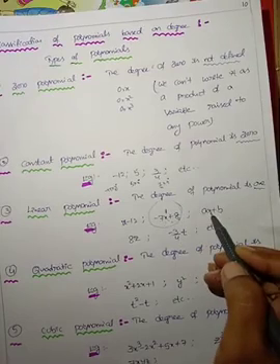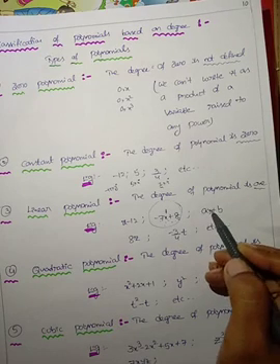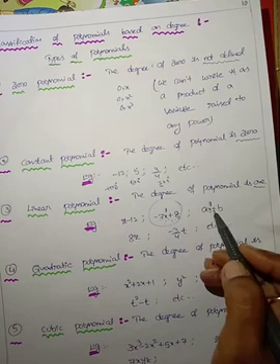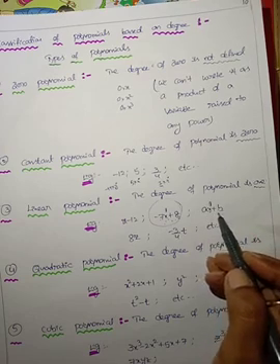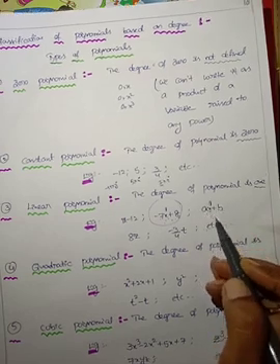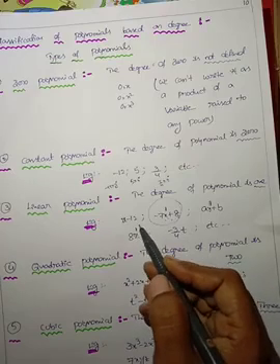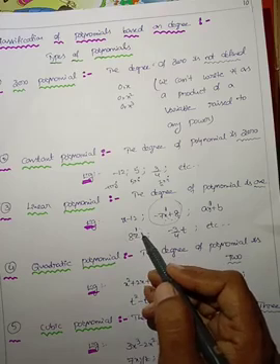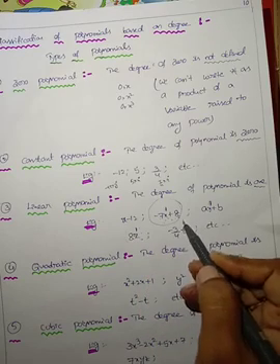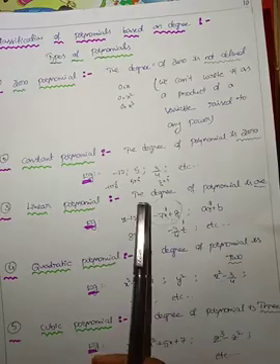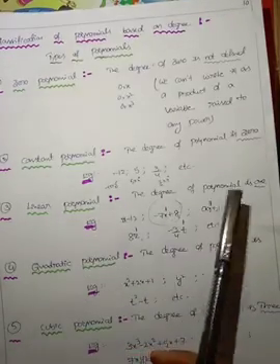Ax plus b, here the variable is x, and the degree of x is 1. So the total polynomial degree is 1. This is also a linear polynomial. 8z, z power 1. The degree of this polynomial is 1. This is also called a linear polynomial. Linear polynomial means the degree of the polynomial is 1.